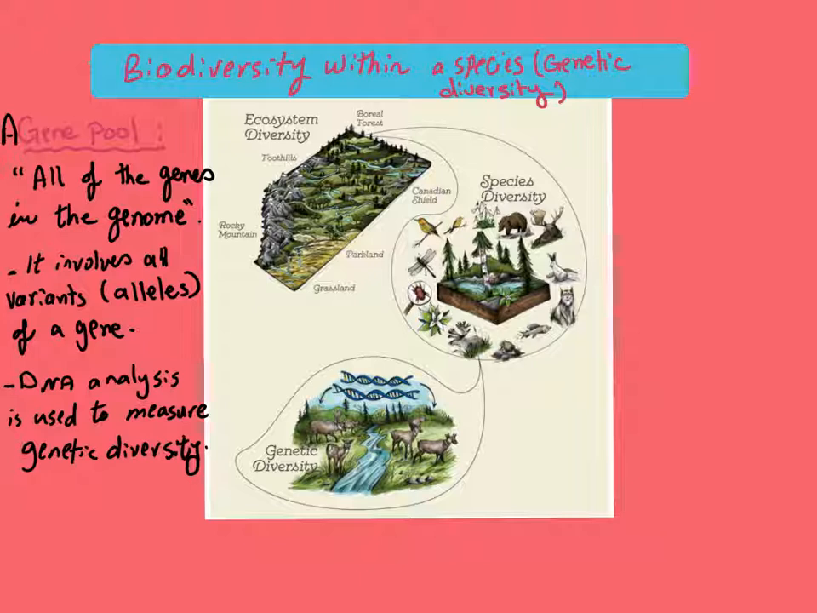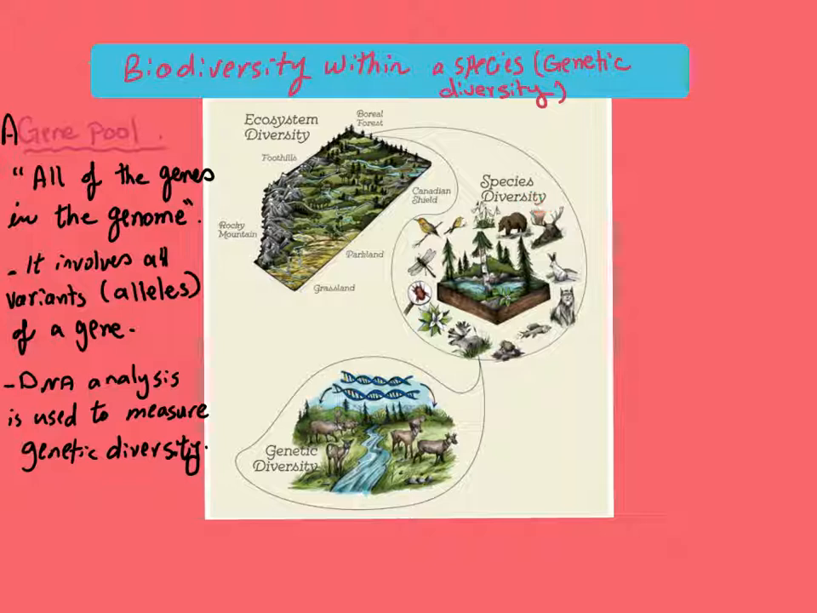Biodiversity within a species, or genetic diversity. We said that biodiversity can be described on many different levels: species diversity, genetic diversity, and ecosystem diversity. We have just described species diversity, and we said that we use the diversity index to quantify this value. So here we are going to look at another kind of diversity, which is genetic diversity.